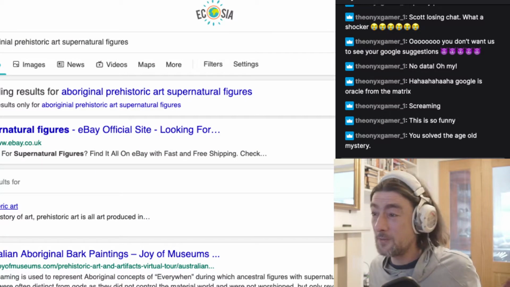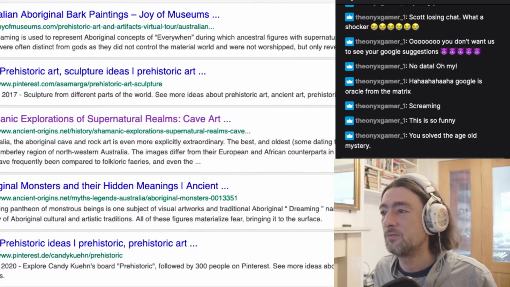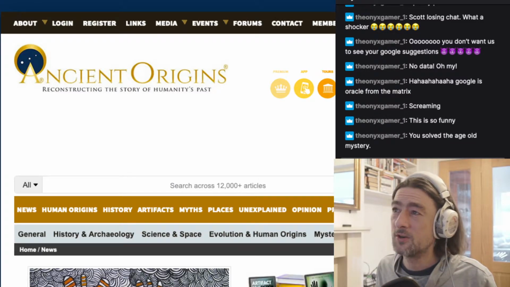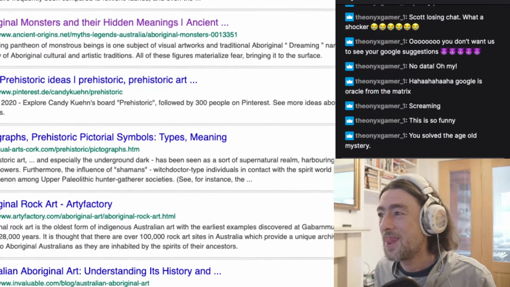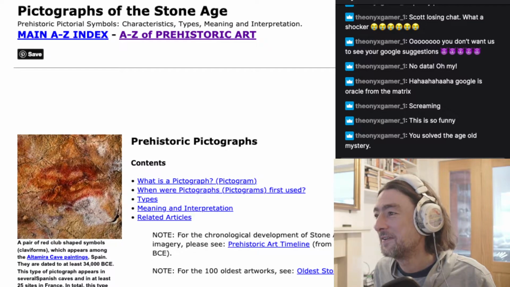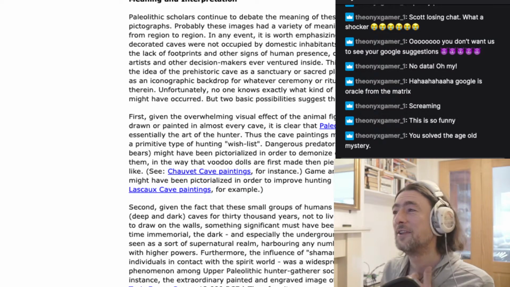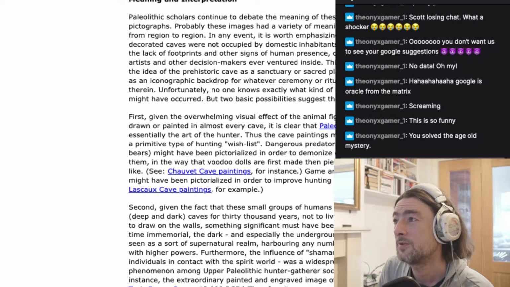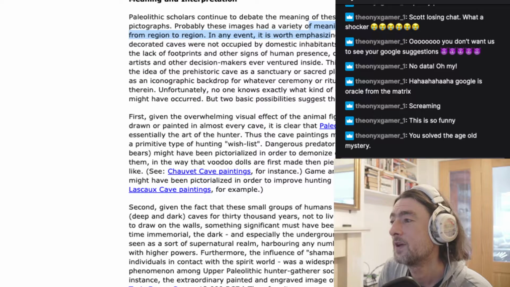So I was hoping we'd get some sort of actual historical interpretation. So let's keep pushing for that. That would be Ancient Origins again. No thanks, you can F off. Going back to Cork. Going back to my meaning and interpretation. Going back to the one that I like. So, Paleolithic scholars continue to debate the meaning of these early prehistoric pictographs. Probably they had a variety of meanings, which varied from region to region. No, this isn't going to tell me either, is it?